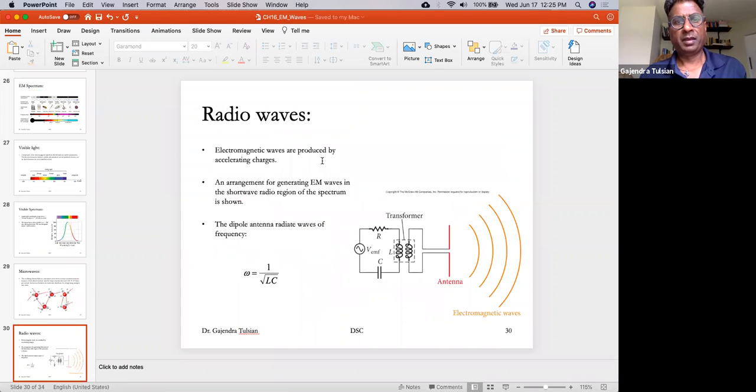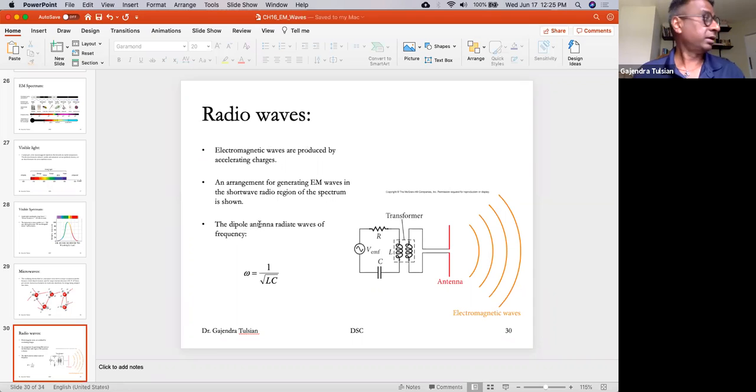All right, so here's how a radio station works. Here's an oscillator attached to this RLC circuit. It's pumping energy into this circuit, which is coupled via a transformer to this LC circuit, and this is the antenna that's radiating the electromagnetic waves. Electromagnetic waves are produced by accelerating charges.